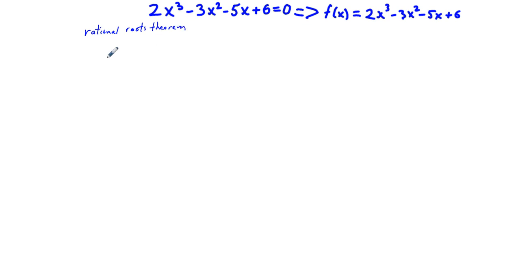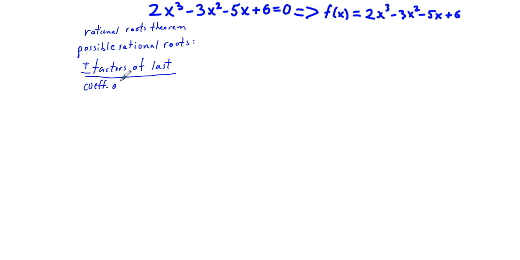The Rational Roots Theorem is that possible rational roots are going to be plus or minus factors of the last term over factors of the coefficient of the first term.